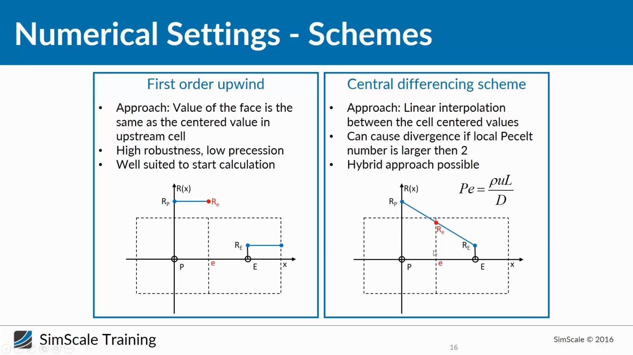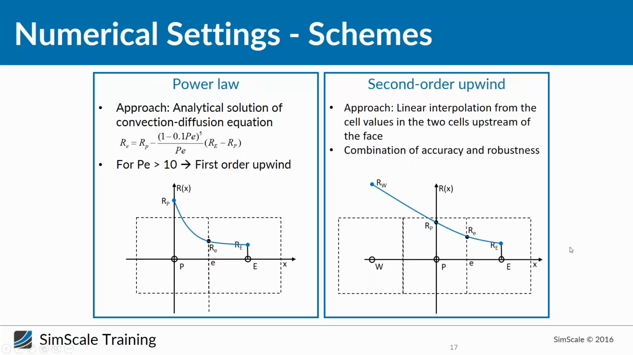I mean, I think it's quite obvious that the central differencing scheme is better if it works. We have two other options, so-called power law and second order upwind. Power law is a completely different approach. The power law, as the name says, the idea is that there is an analytic solution of the convection diffusion equation. And here we have a power approach, where we say RE, which we want to know, you can calculate it by RP, the value of the cell center downstream, and the value of the cell center upstream. And again, if a Peclet number is larger than 10, we have to use first order upwind instead.